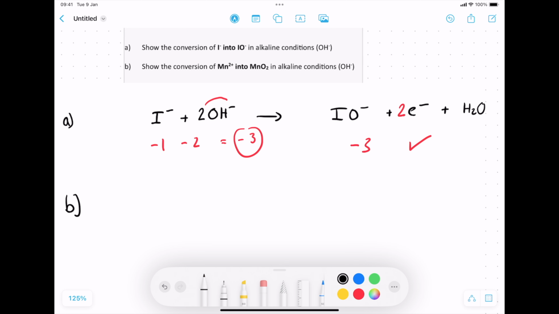Next one, B. Mn2 plus, leave a gap either side, into manganese dioxide, and assign the redox numbers. And again, I can see this happens to be another oxidation. On the left hand side, I introduce the condition again, which is hydroxide. And then I again have the situation where I need to put a water on the right hand side. Right, finally, we need to balance. Atom balanced and charge balanced. That's it.